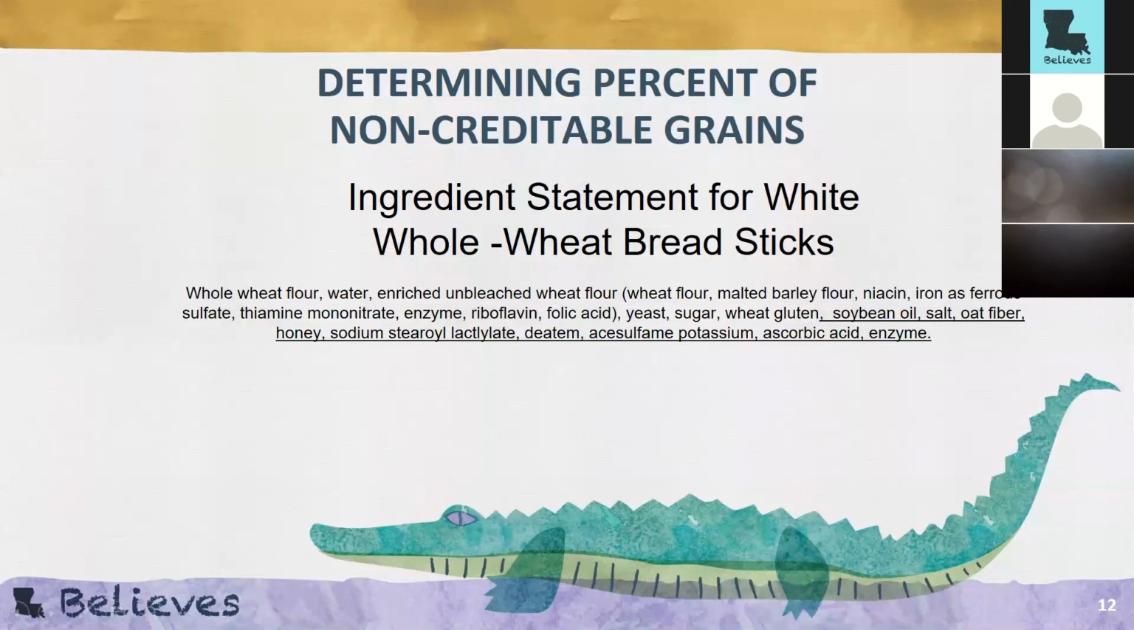This is an ingredient statement for white whole wheat breadsticks. As you can see, whole wheat flour is the first ingredient on the list. But the product also contains oat fiber, which is a non-creditable grain. So you would need a product formulation statement to determine if the weight of the non-creditable grain exceeds that 2%.